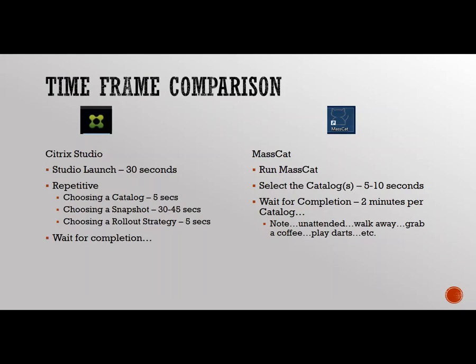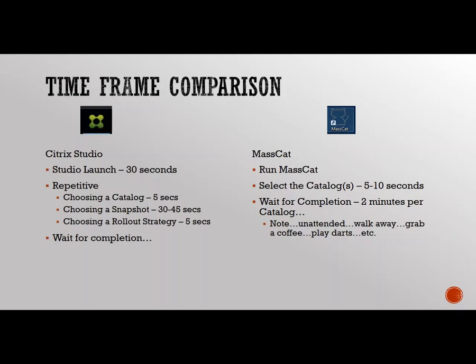So with Citrix Studio, you're going to have about 30 seconds for the launch. After you go through the repetitive tasks of choosing the catalog, choosing the snapshot, and the rollout strategy per catalog, you're probably sitting at about 1.5 minutes per catalog. After you do one, guess what? You gotta go back and do another catalog.